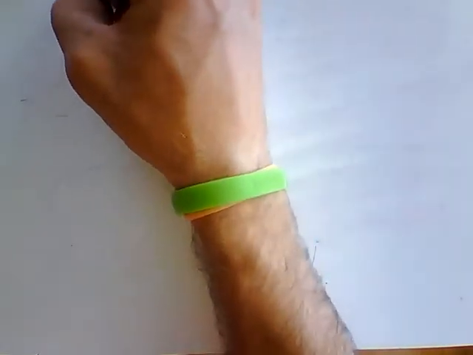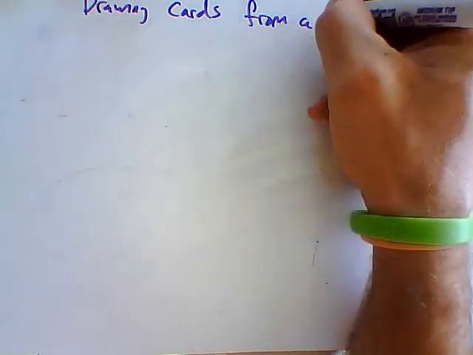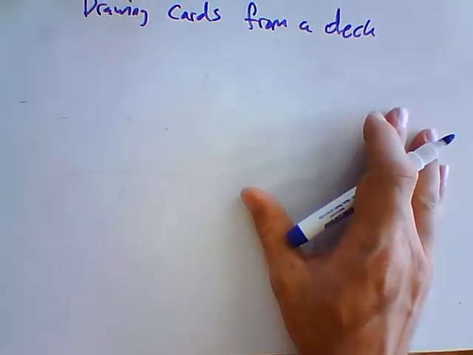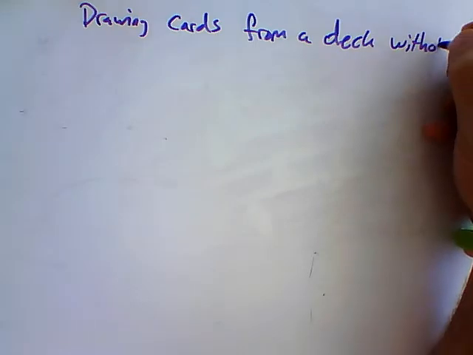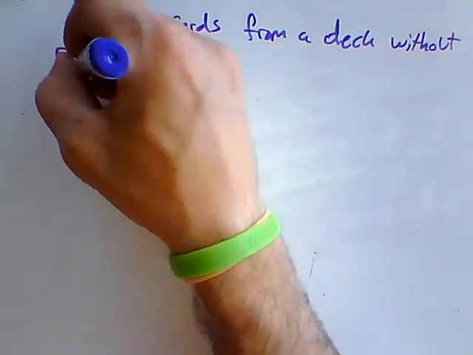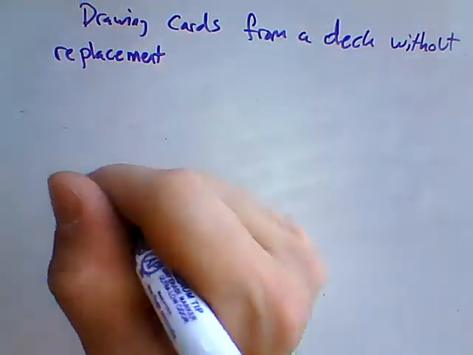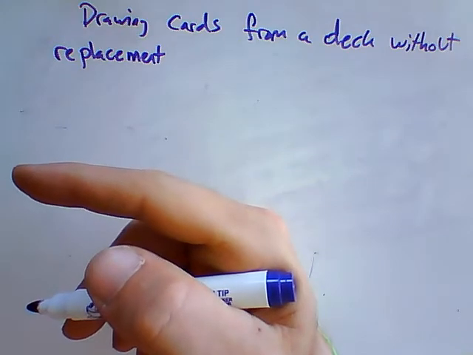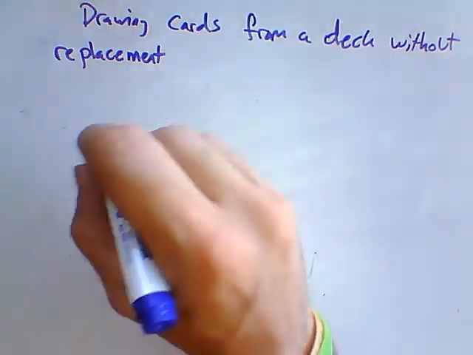So if you're drawing cards from a deck without replacement, my handwriting's horrible, ignore that, that's without replacement, and that's usually going to be your big key phrase for saying, oh, these are dependent. If it's with replacement, that means we're going to start over each time. Those would be independent, and that's like, what, Monday? You just find the probability of each independently of each other and multiply them together.